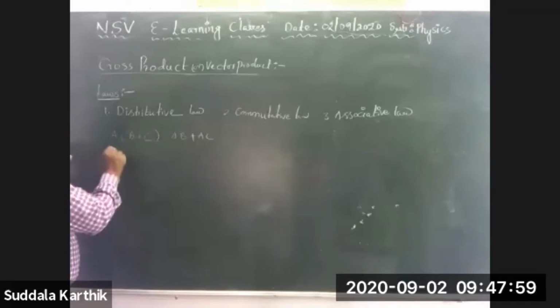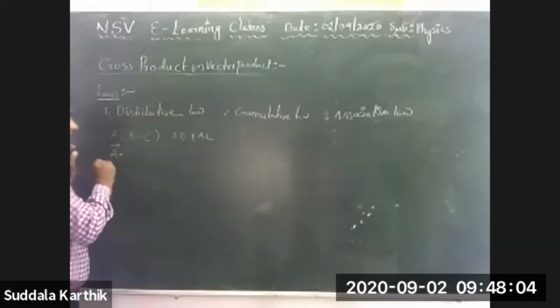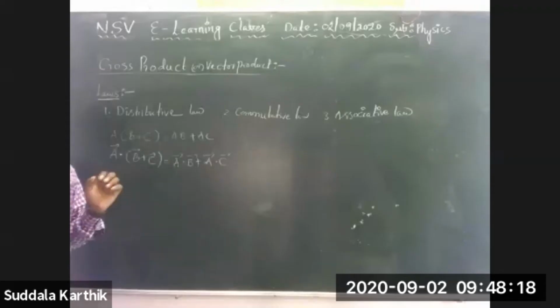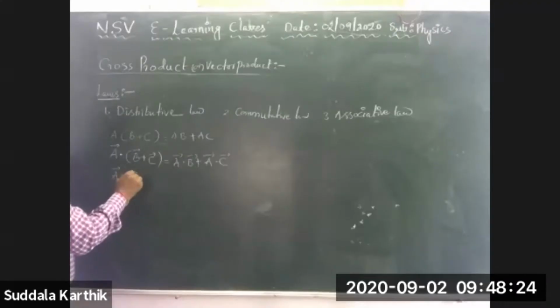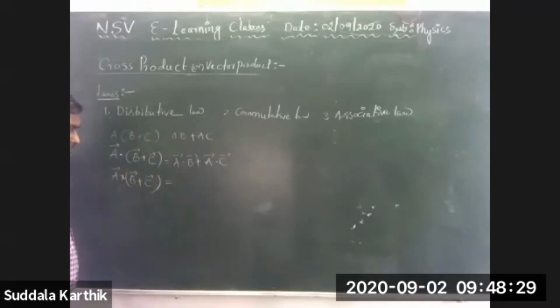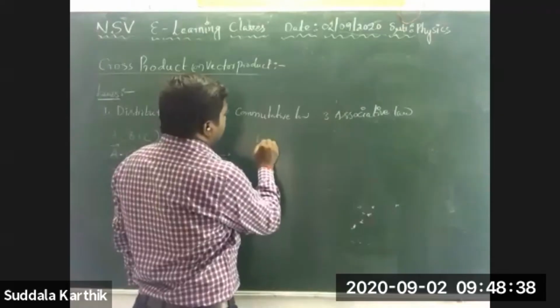In the dot product, can anyone say? A bar dot (B bar plus C bar) is equal to A bar dot B bar plus A bar dot C bar. That's it. In the cross product, A bar cross (B bar plus C bar) is equal to A bar cross B bar plus A bar cross C bar. Example, I am giving one example. Just keep it like that.